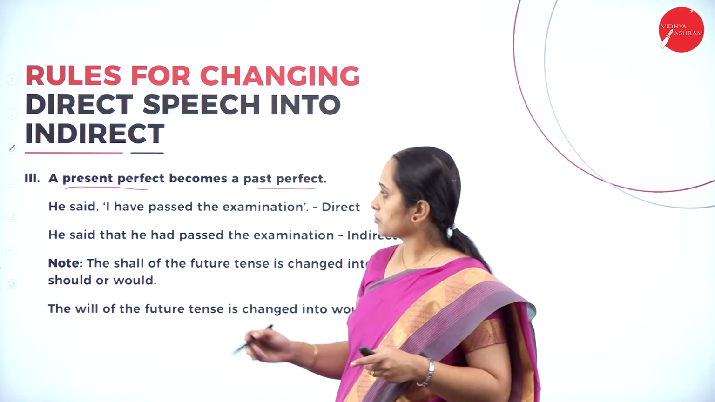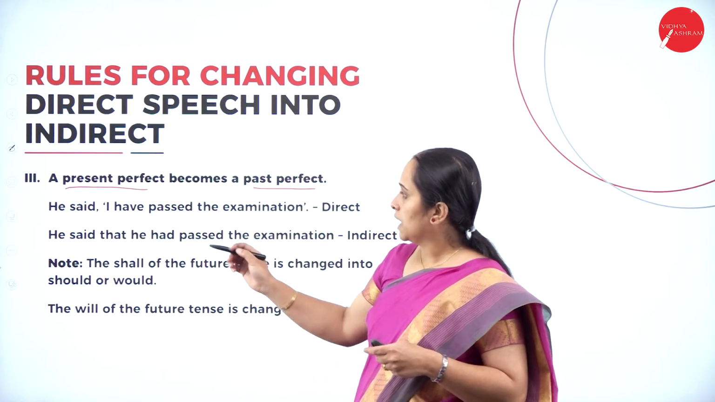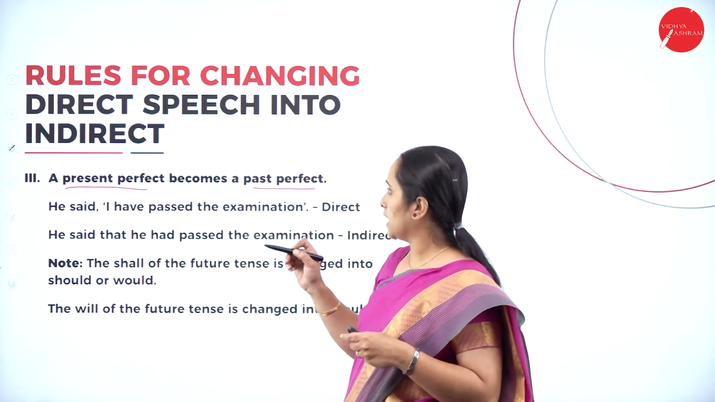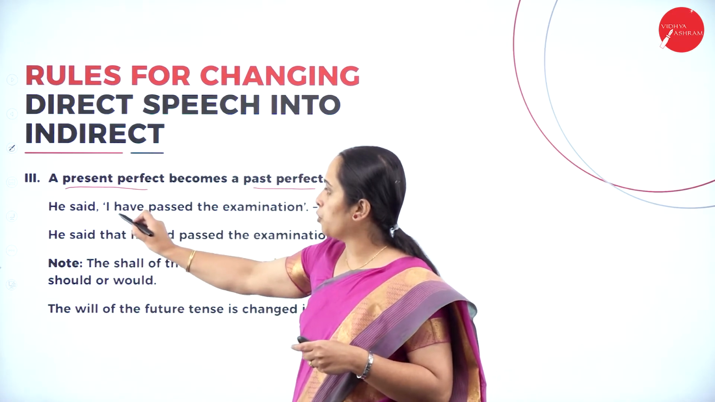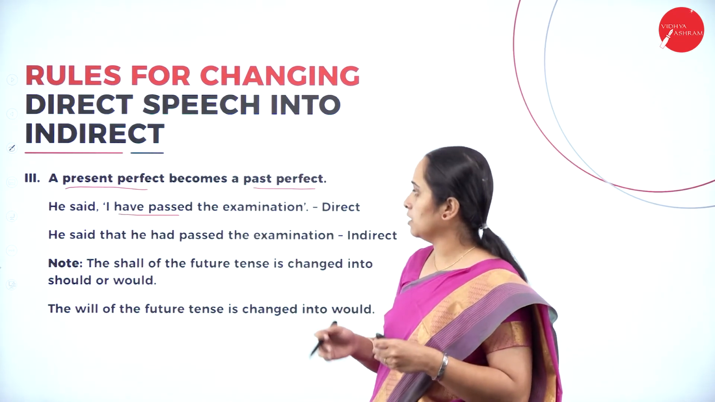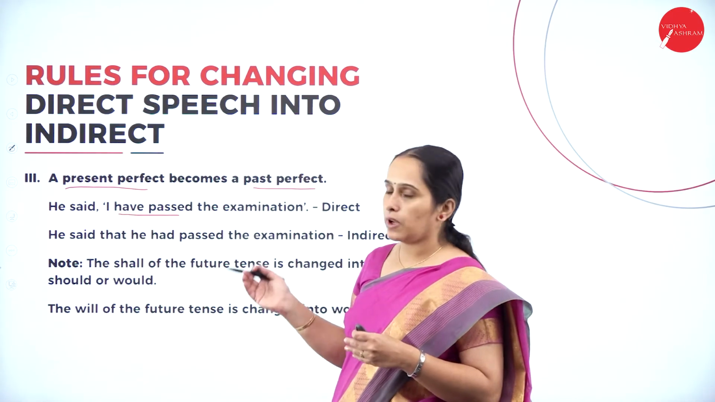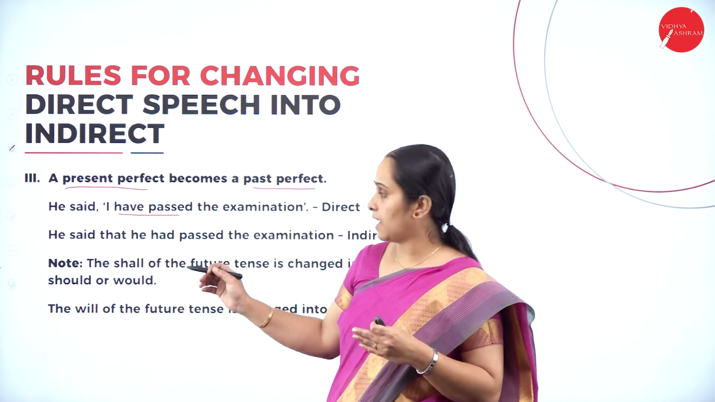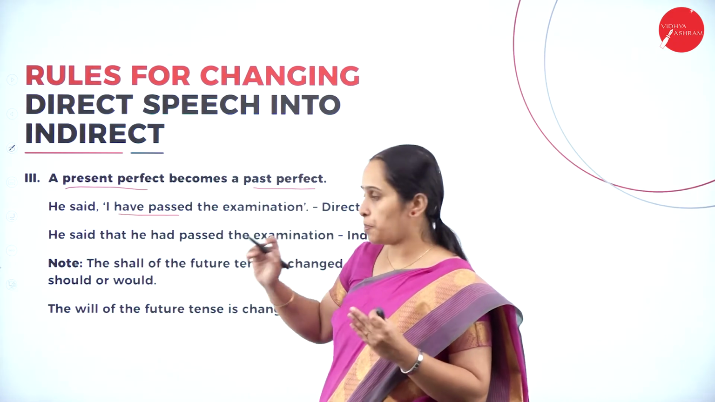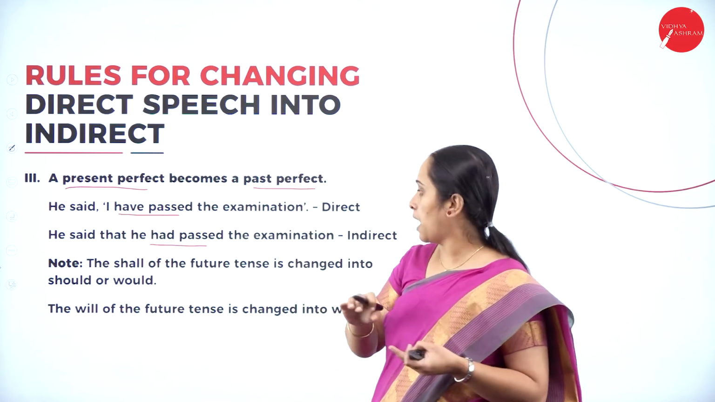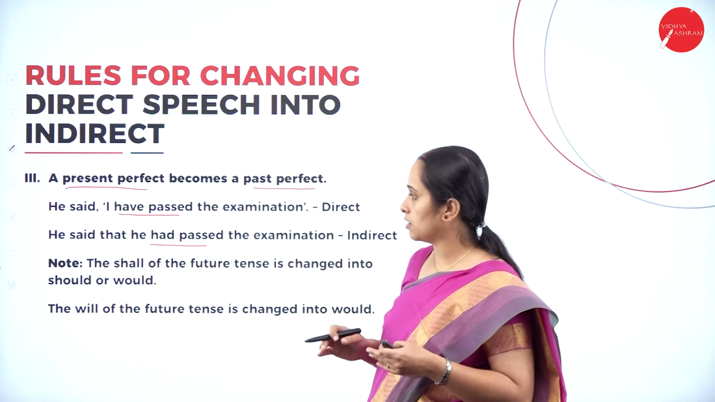So here, example: He said, "I have passed the examination." That is in direct speech. When we change that into indirect speech, it is like this: He said that he had passed. This is past tense, had. He had passed the examination.